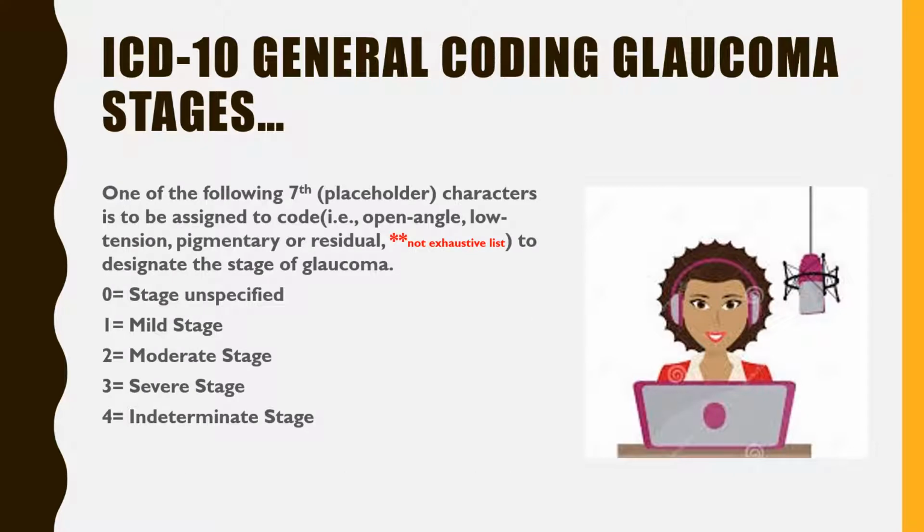The ICD-10 General Coding Glaucoma Stages. One of the following seventh placeholder characters is to be assigned to code or glaucoma code, for example, the open angle, the low tension or pigmentary or residual glaucoma types, to designate the stage of glaucoma. So our first one is 0, which represents the unspecified stage. 1 represents the mild stage. 2 represents moderate stage. 3 represents severe stage, and 4 represents the intermediate stage. And this stage list is located in your tabular list in the subcategory or the code category for glaucoma.